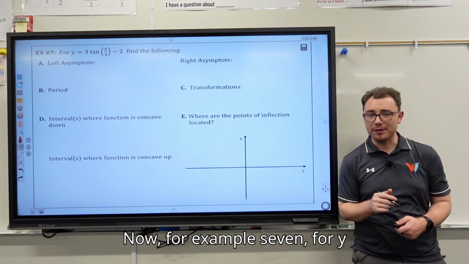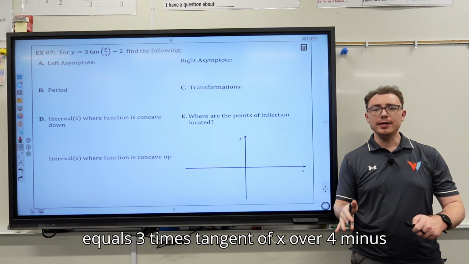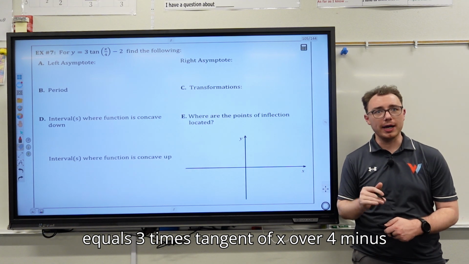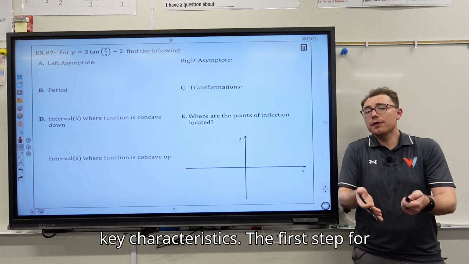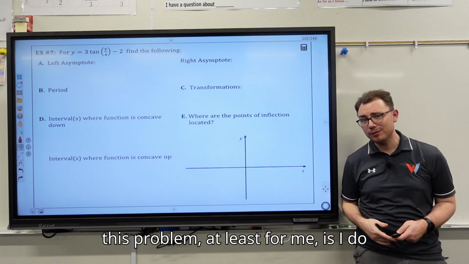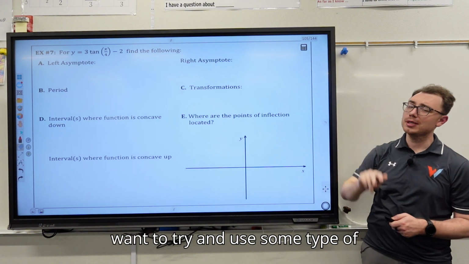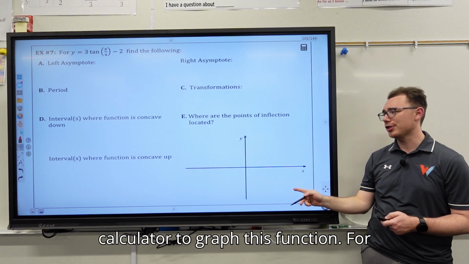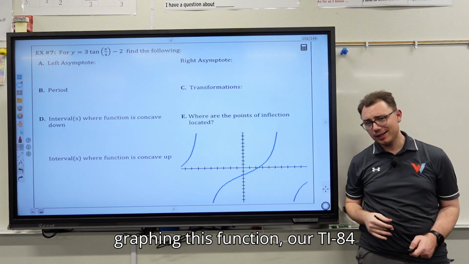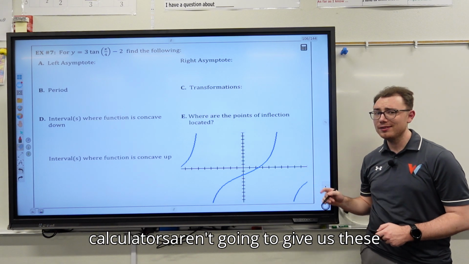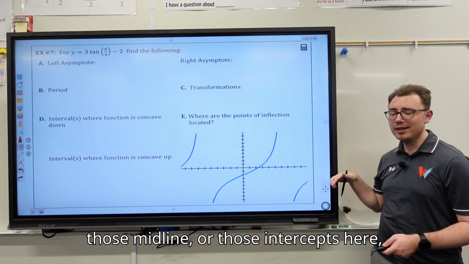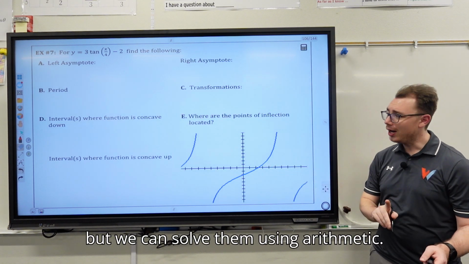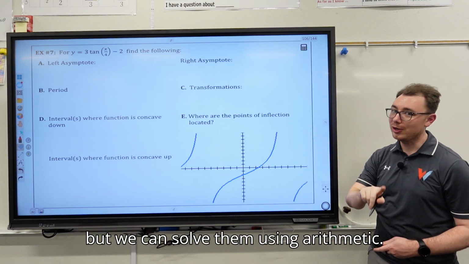Now for example 7. For y equals 3 times tangent of x over 4 minus 2, we want to find these following 5 key characteristics. The first step for this problem, at least for me, is I do want to try and use some type of calculator to graph this function. For graphing this function, our TI-84 calculators aren't going to give us these vertical asymptotes, the midline, or the intercepts here, but we can solve them using arithmetic.